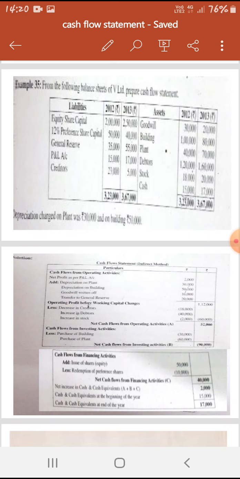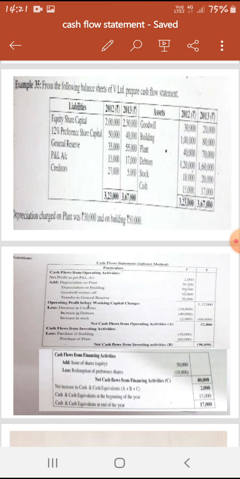First of all, we will write cash flow from operating activities. In this we will write net profit as per profit and loss account, which is given in the question. From 15,000 for 2012, it has increased to 17,000. The difference of 2,000 is written. Then we add depreciation on plant and building. The depreciation on plant is 30,000 and building 50,000 as given in the adjustment. It is written. Then goodwill written off is 10,000. That means the difference of 30,000 minus 20,000, that is 10,000, as given in the question.